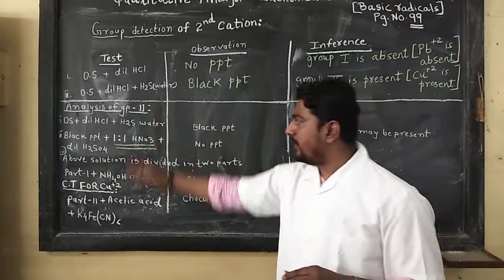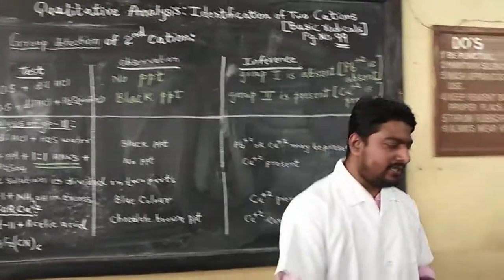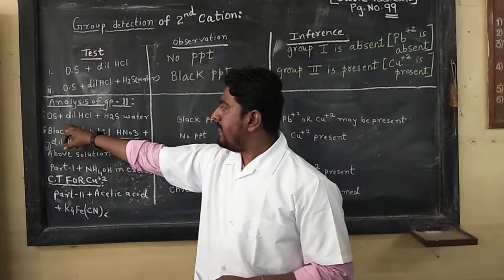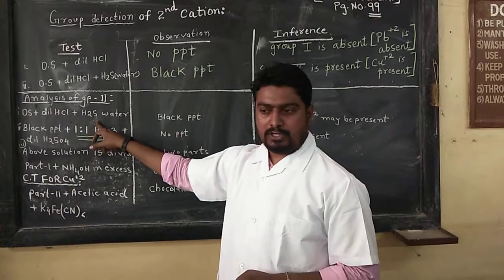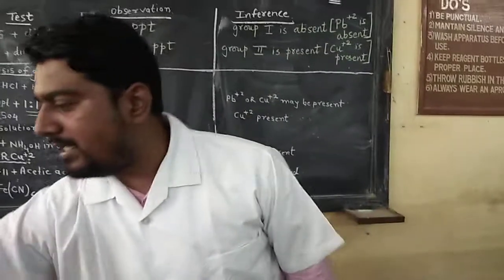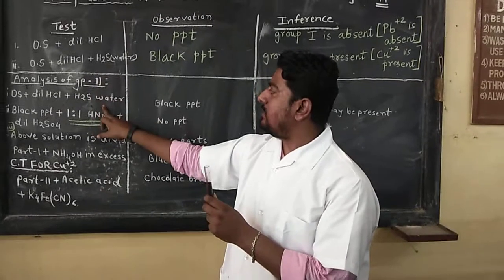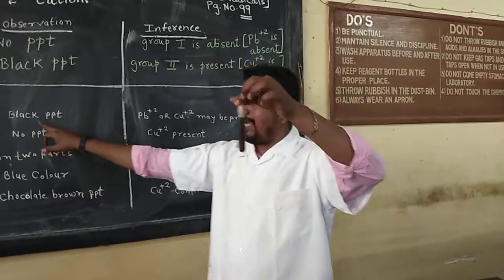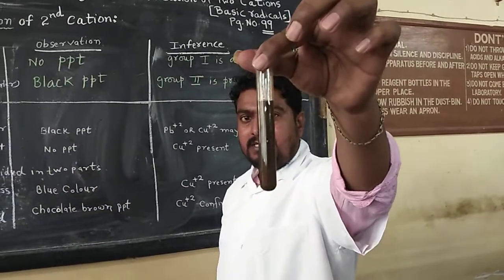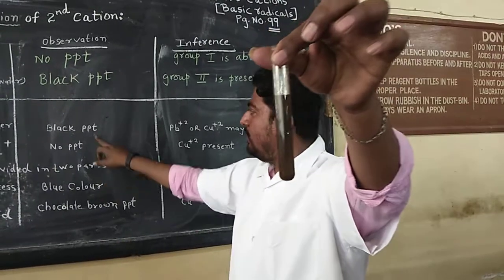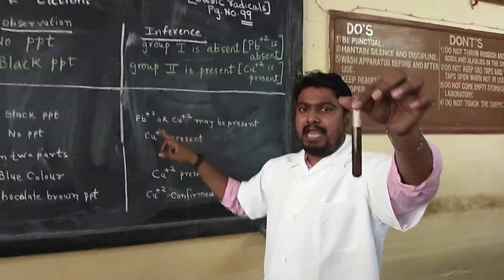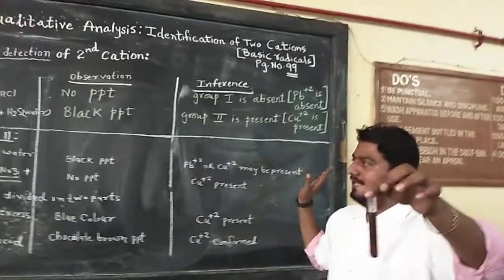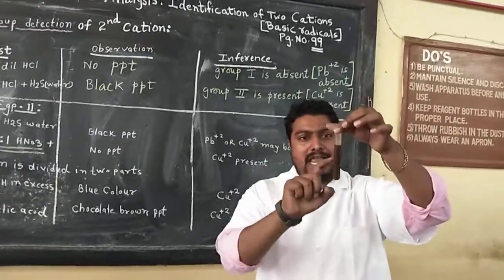For group 2 we have to perform the following reaction. Here we have to take original solution, dilute HCl and H2S water. We have performed the same test earlier: OS plus dilute HCl and H2S water. So what have we got? A black PPT. Can you see this black PPT? See very carefully. Whenever you get a black PPT, either Pb plus 2 or Cu plus 2 is present. And when it is present, then we have to use this black PPT.